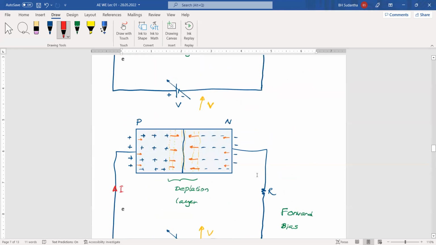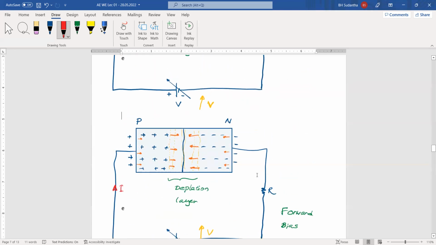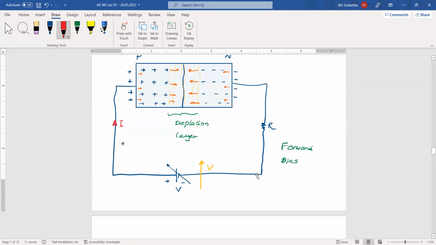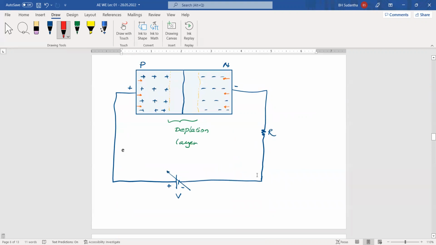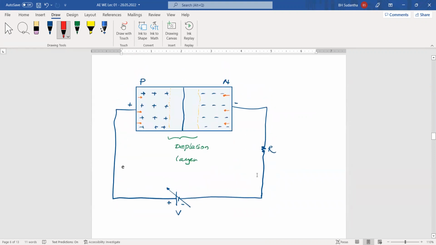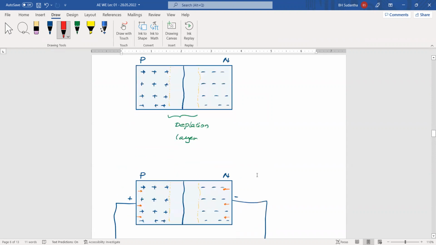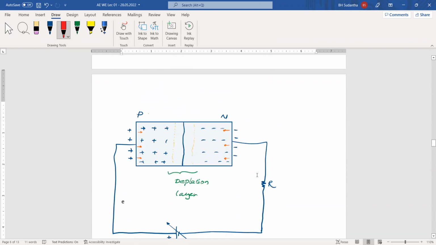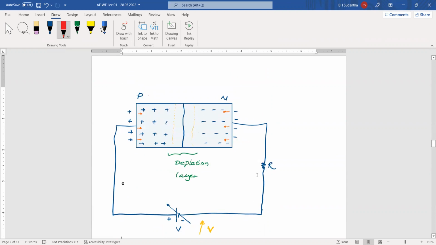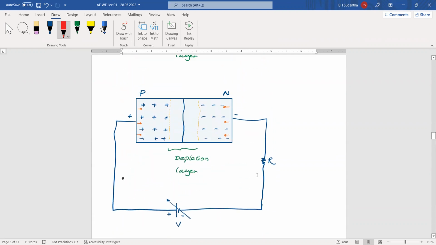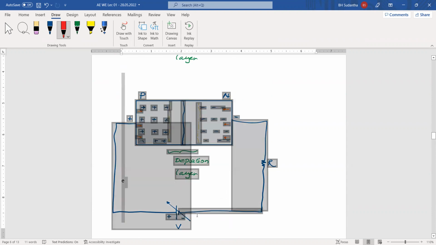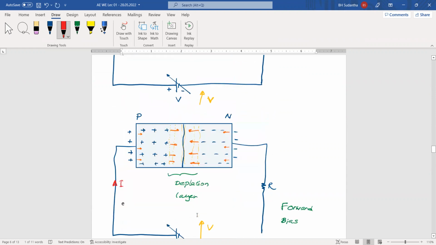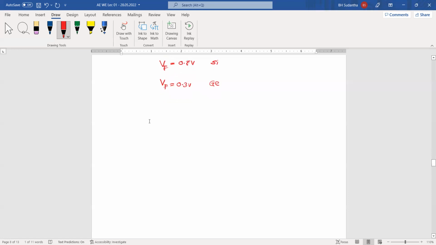Is it okay? Okay, if it is okay, then shall we try to understand what will happen if we reverse the voltage?